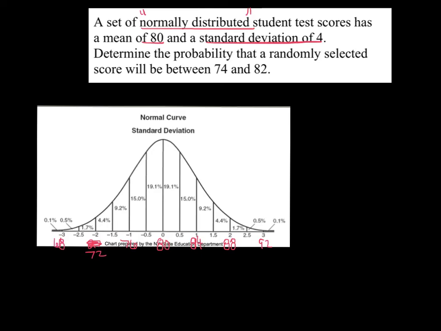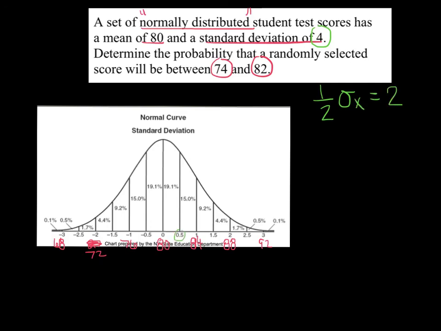Now here's the trick. They want to know what's the probability that a randomly selected score falls between 74 and 82. So what's the big challenge here? Where's your 74? Where's your 82? I don't see them on the chart. Well, they got a little feistier on us. If a full standard deviation is 4 units, then guess what? 1/2 of a standard deviation is then 2 units. So we can kind of fill in the spaces in between.